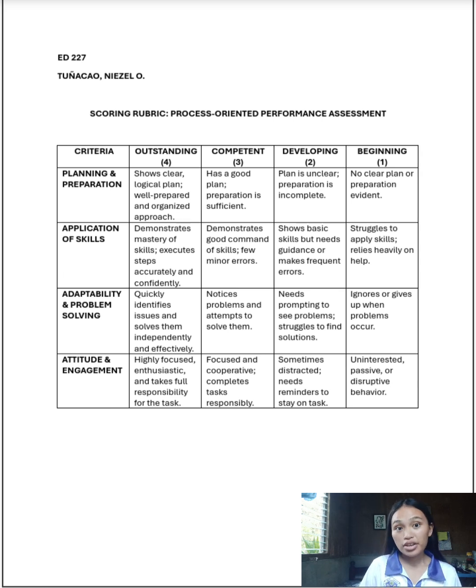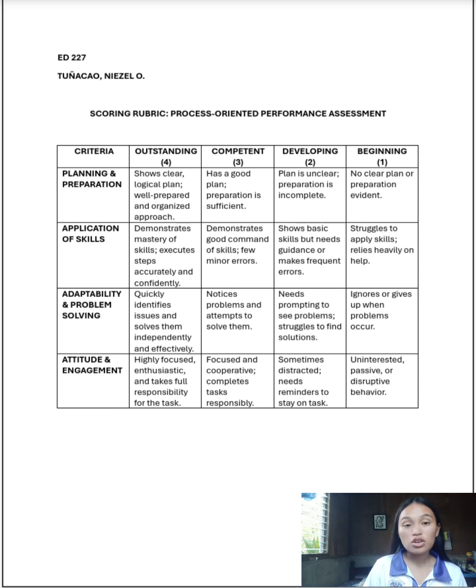On the criteria, first we have the planning and preparation. In this area, we look at whether the student thinks before they act. This area measures their ability to organize their thoughts, and it answers the question: do they have a strategy?